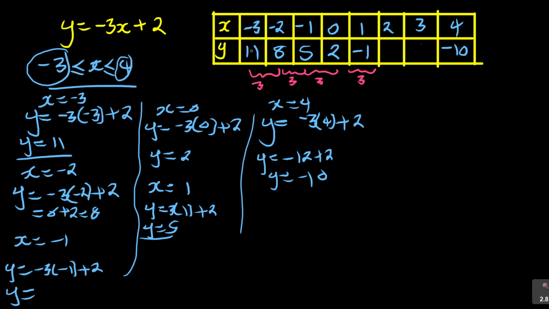You're going down. It's 11 minus 3, it's 8. 8 minus 3, it's 5. 5 minus 3, so we are saying minus here. See, 5 minus 3 is 2. 2 minus 3 is minus 1. Minus 1 minus 3 here, you'll get minus 4. Minus 4 minus 3 here, you get minus 7. Minus 7 minus 3 is minus 10.